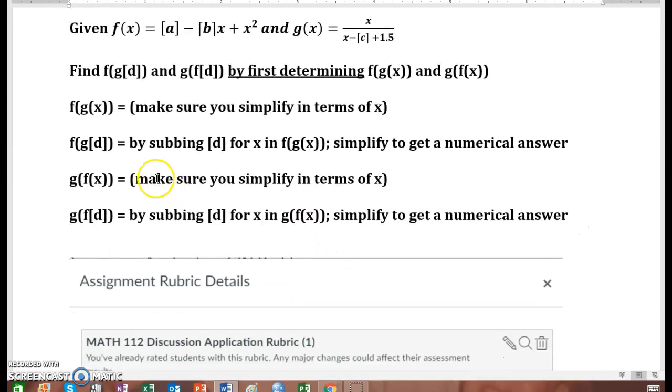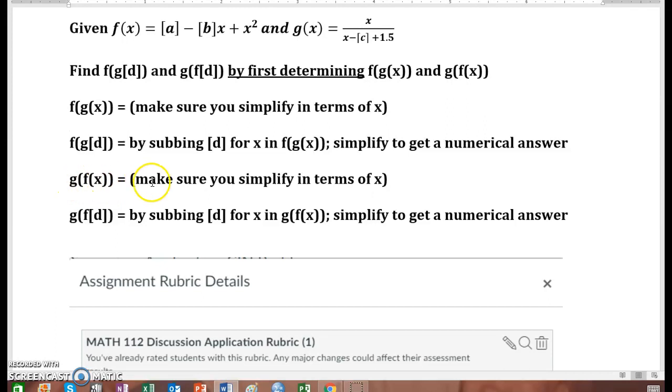Once you have completed f of g of x, then you can go to g of f of x. You'll start with g of x, and instead of x, you will substitute f of x. So wherever you see x here, here, and here, you'll be substituting f of x. Let me say right away, that looks like it'll be a very good review of your algebra to simplify.